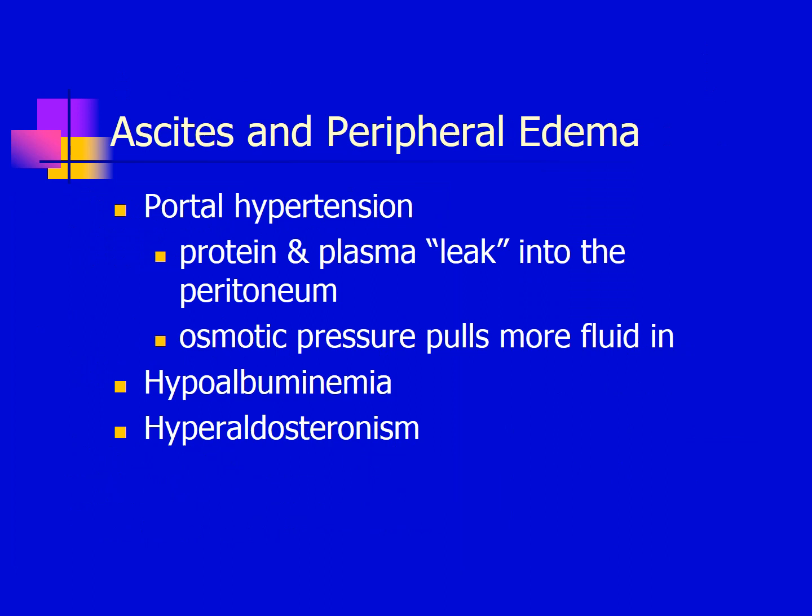Ascites and peripheral edema. So there's portal hypertension, and the protein and plasma leak into the peritoneum. Again, the oncotic pressure pulls more fluid in, and then you end up seeing low albumin in the blood. And again, there's hyperaldosteronism, right? So increasing ADH. Next slide.